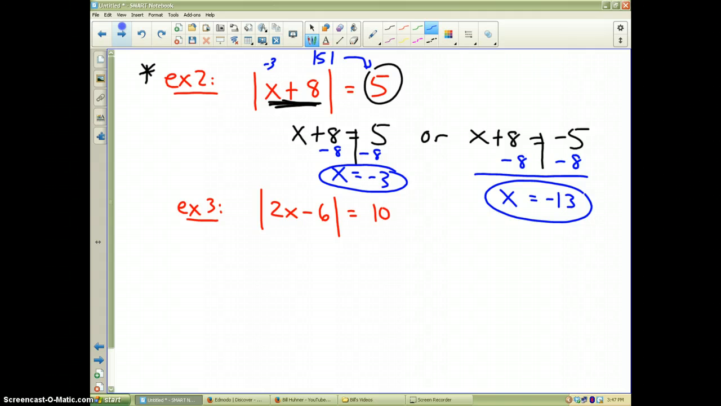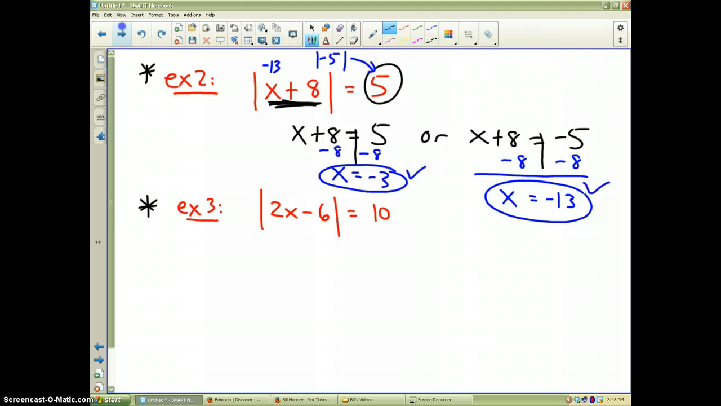So that answer checks. Now, what if I decide to put negative 13 in there? Well, negative 13 plus 8 is negative 5, but the absolute value bars change that back to positive 5. So both answers check, and that is how you solve an absolute value equation. Now, I would like you to pause the video, and I would like you to do example 3 on your own, following what I just demonstrated for you.